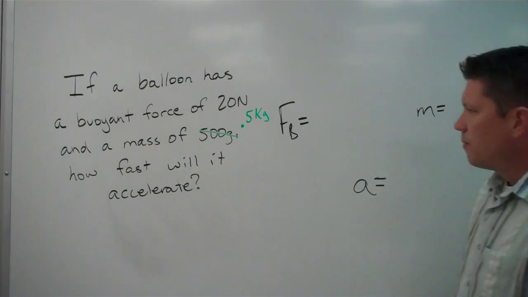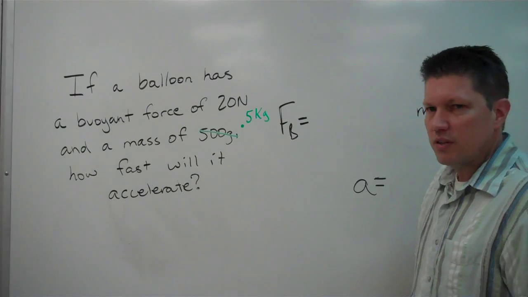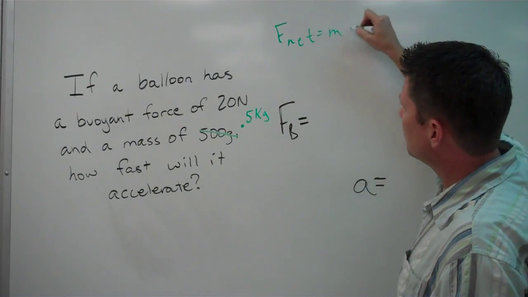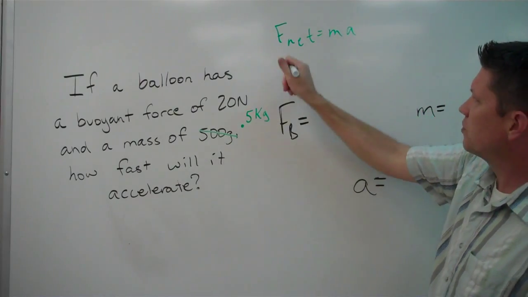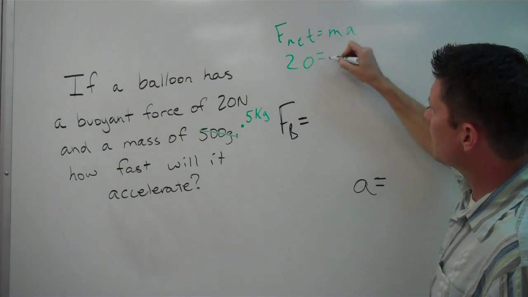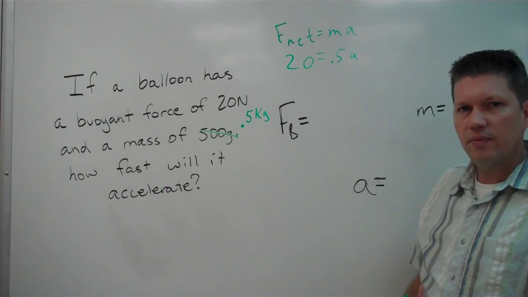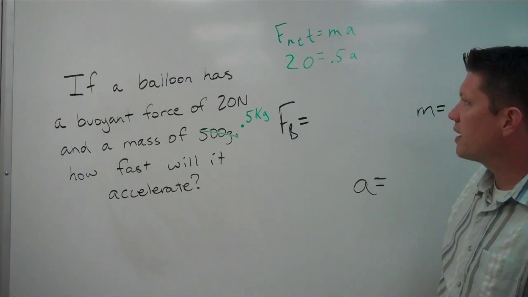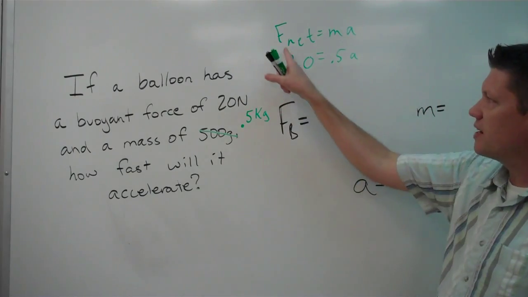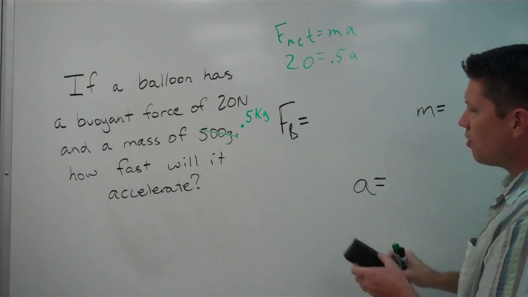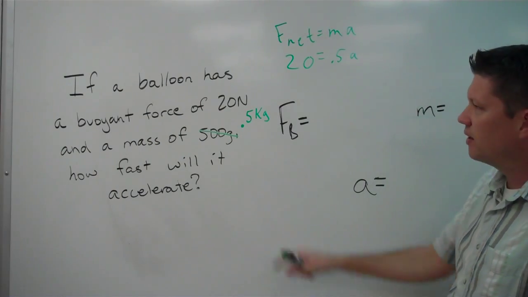0.5 kilograms. The amateur physics student will look at this problem and say, well, I know that F net equals ma, so I'll see a force of 20 and a mass of 0.5, and they'll try to solve. Is that a good idea? That's a terrible plan. What's wrong with that? Well, remember this says the net force, which is all forces. Have you considered all forces? I don't think you have.